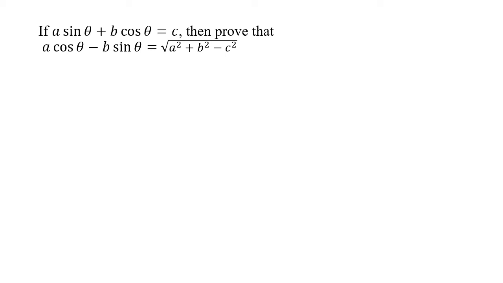A sin theta plus B cos theta equal to C. We have to prove A cos theta minus B sin theta is under root A square plus B square minus C square. Now you will see this is a very good sum. What you can see here is sin theta is turned into cos theta, A cos theta, and cos theta is turned into sin theta. So what we need to do is look at equation 1, A sin theta plus B cos theta equal to C.